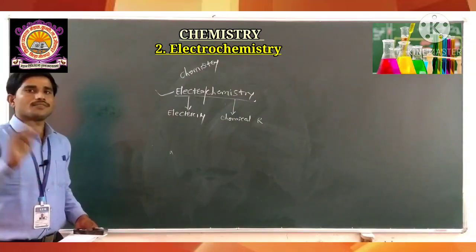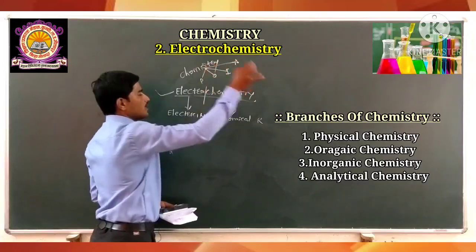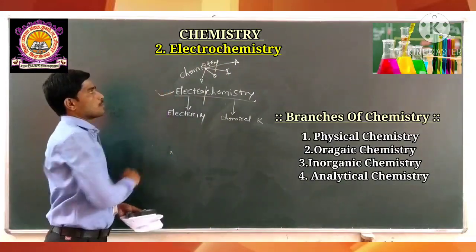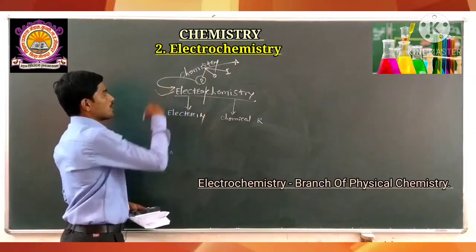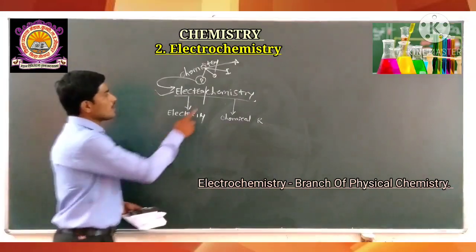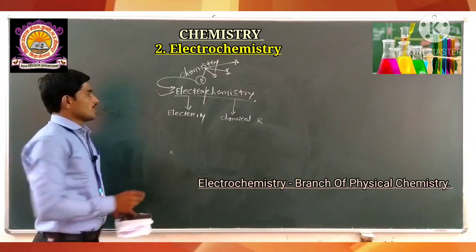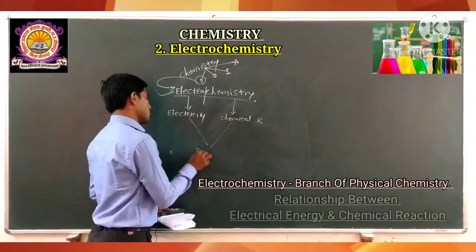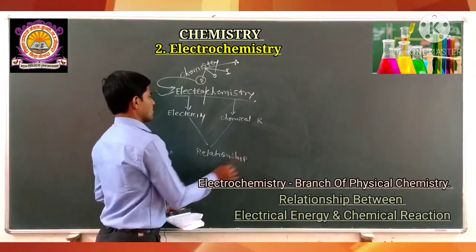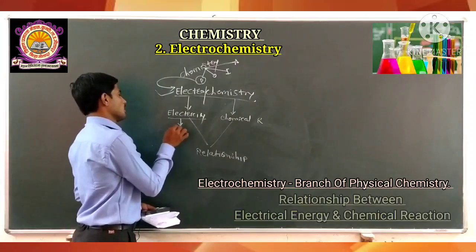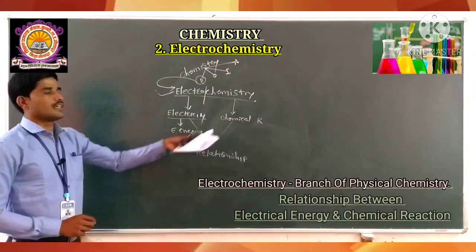In chemistry, different branches like physical, organic, inorganic, and analytical are present. Out of that, physical chemistry is one of the branches, and electrochemistry is included in this branch. Electrochemistry is a branch of physical chemistry where we study the relationship between electrical energy and chemical reaction. Such a branch is called electrochemistry.